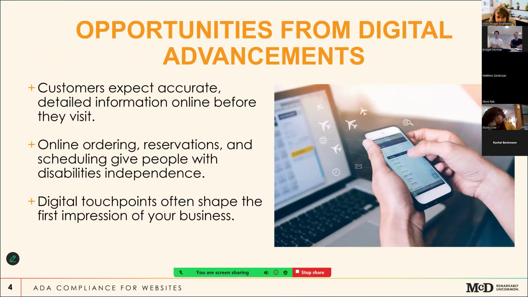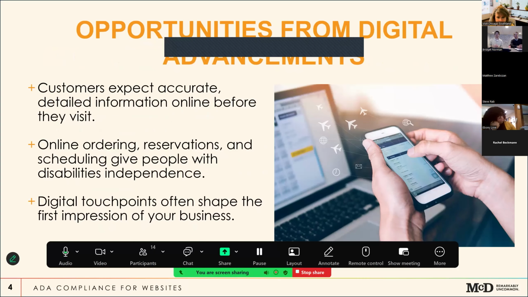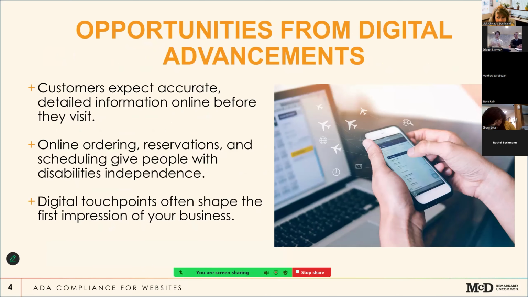But there's a lot of opportunities, like I've kind of mentioned, from digital advancement. So customers can expect accurate, detailed information online before they visit. If they do get that information they're looking for just by a Google search or going to a Google business profile, that's huge, a huge win for you and people's first step to go into your business. Online ordering, reservations, scheduling, give people with disabilities confidence. And digital touchpoints are often the first impression for your business.